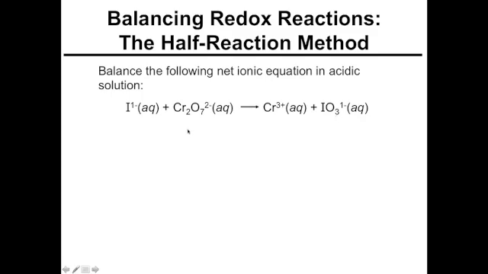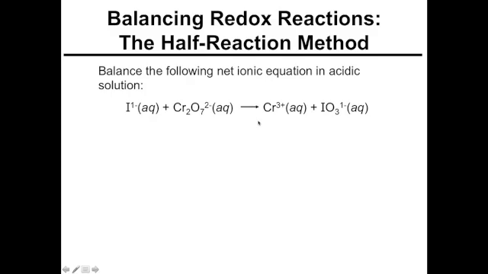You also should notice that the charges are not balanced. The total charge on the reactant side and the total charge on the product side should be equal. On the reactant side, we have a -1 charge on this ion, a -2 on this ion. So the net or total charge on our reactant side is a -3. On the product side, we have a +3 here, a -1 here. So the net or total charge on the product side is a +2. So the charges are not equal.